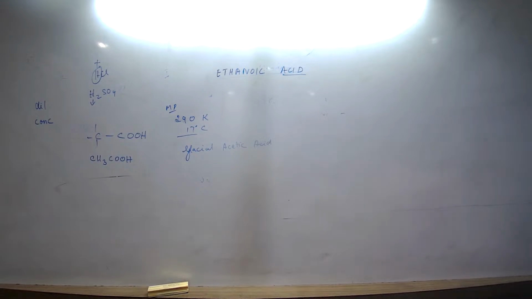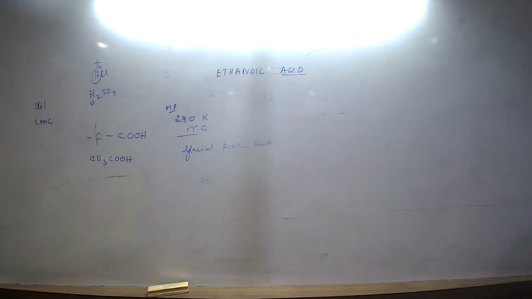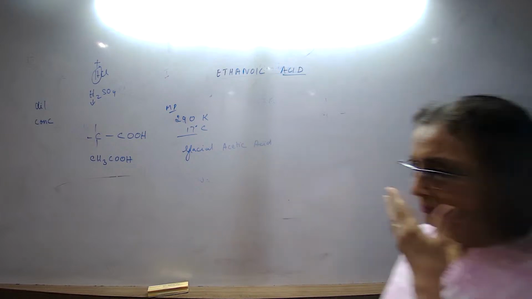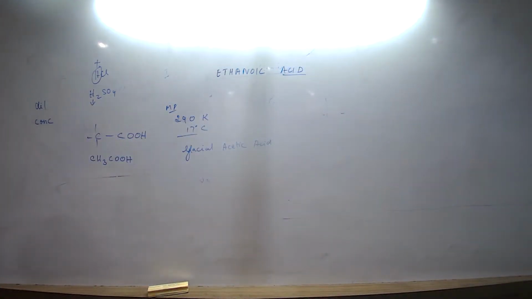Okay, ready? Start writing. Physical properties of ethanoic acid. I'll give it to you in bullet points so that you remember all the points which can be asked. Common name: acetic acid.